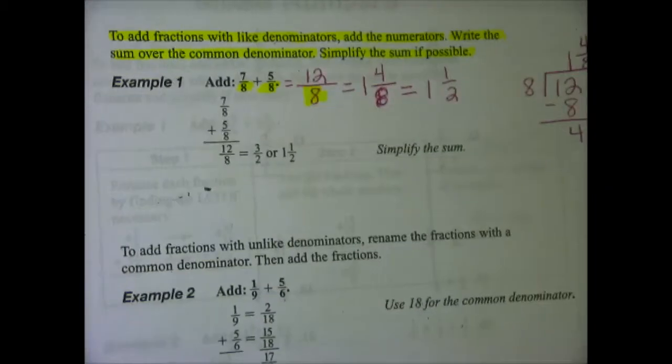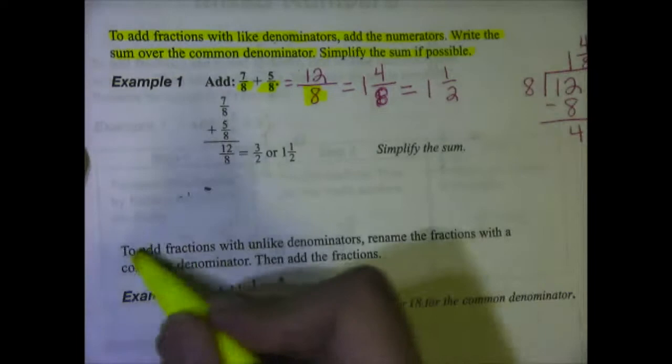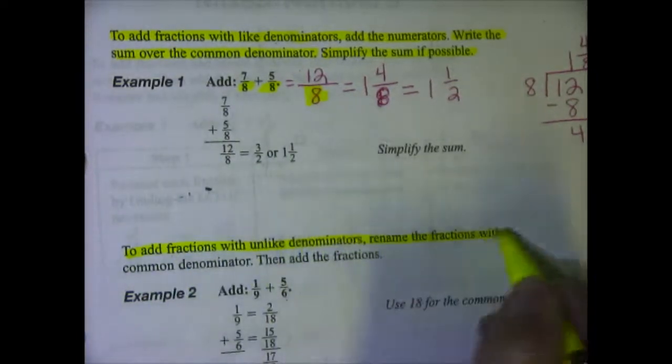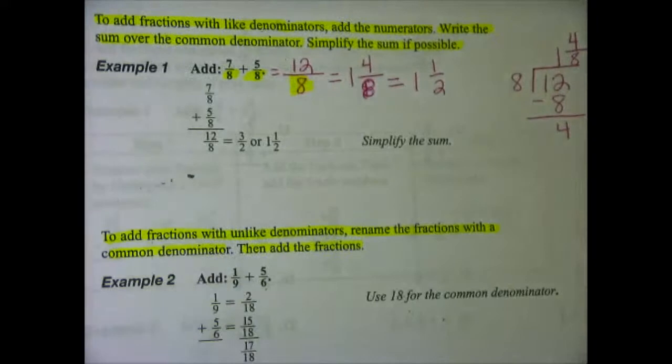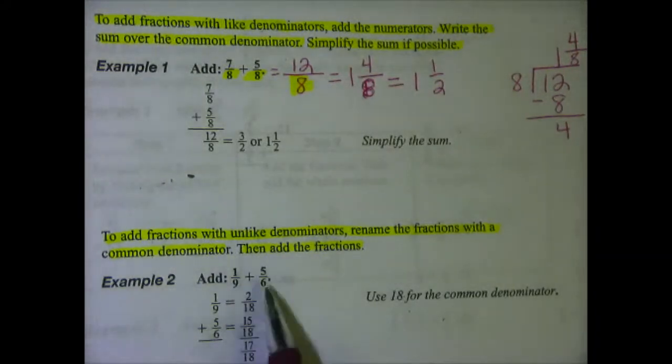To add fractions with unlike denominators, the first thing we have to do is rename the fractions with a common denominator, then add the fractions. So the rules will be the same once you find the common denominator. So we have 1/9 plus 5/6.